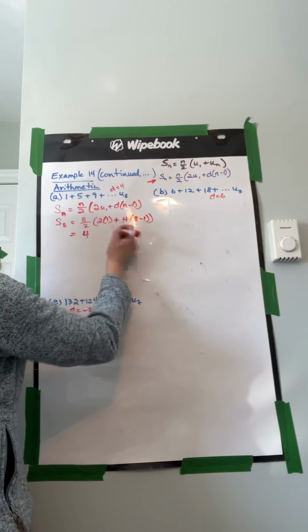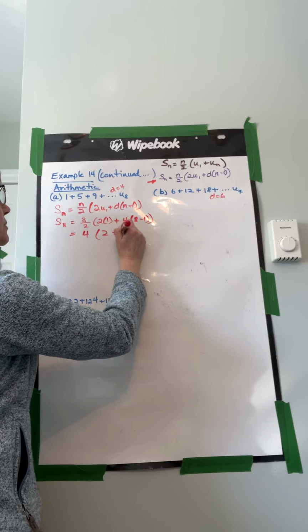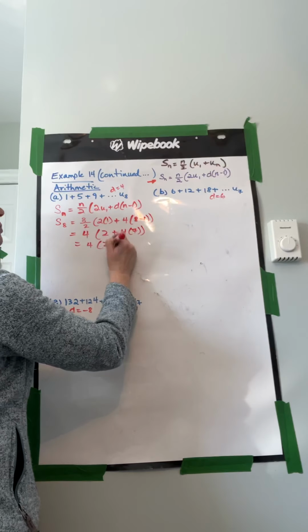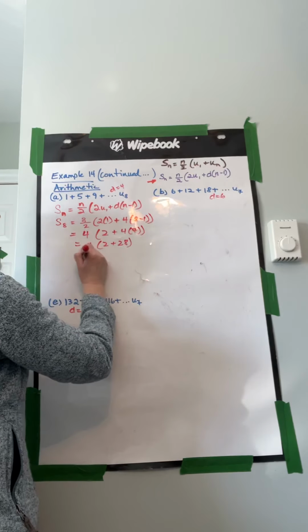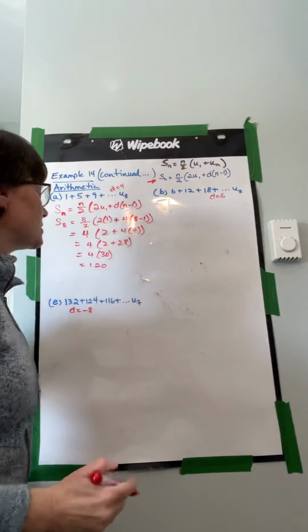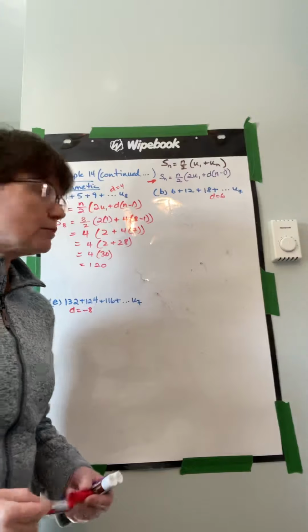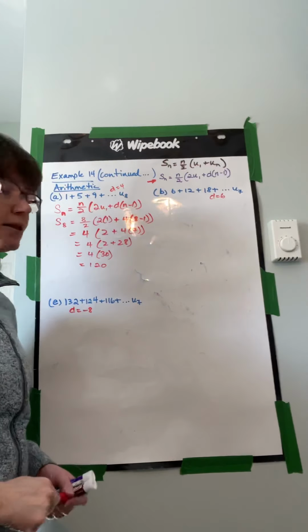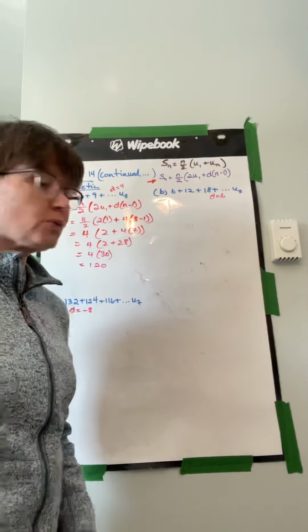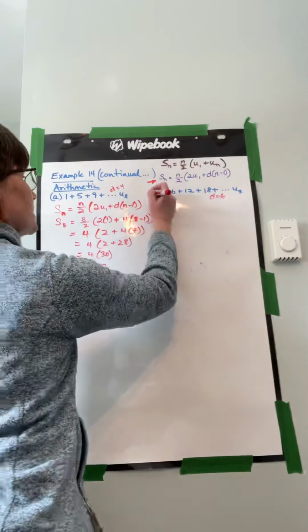Okay, let's just finish solving. So simplify things. 2 plus 4 times 7, 2 plus 28, that's 30, and so the sum of those first 8 terms, when we do 1 plus 5 plus 9, etc., all the way up to the 8th term, the sum of those terms will be 120. All right, number B.